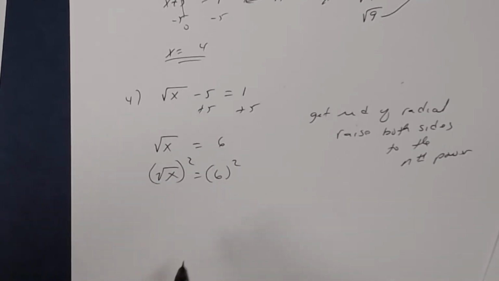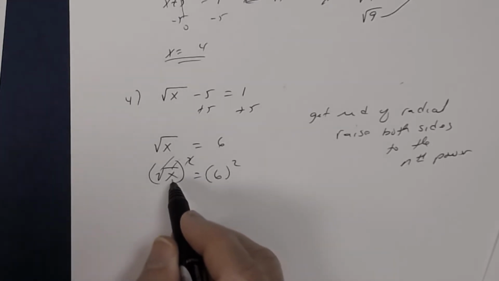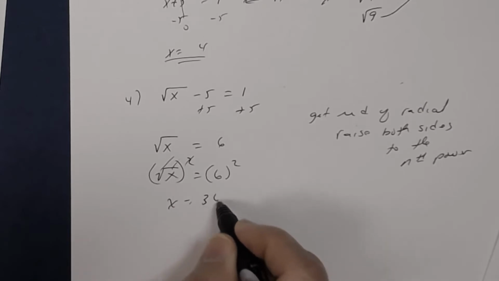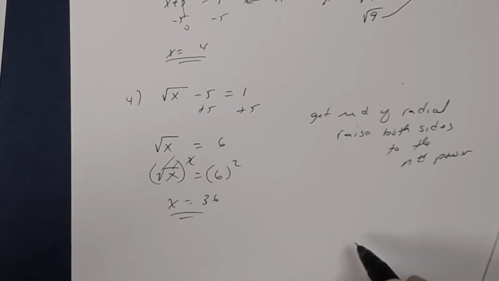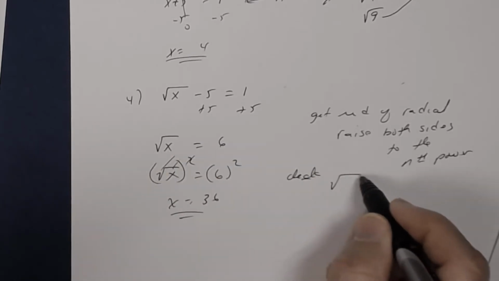And when I square both sides, remember the square and the square root undo each other, so you're left with the radicand. What's the radicand? X. And what's 6 times 6? 36. Okay? All right, so let's check. Go back to the original. Here's my original.